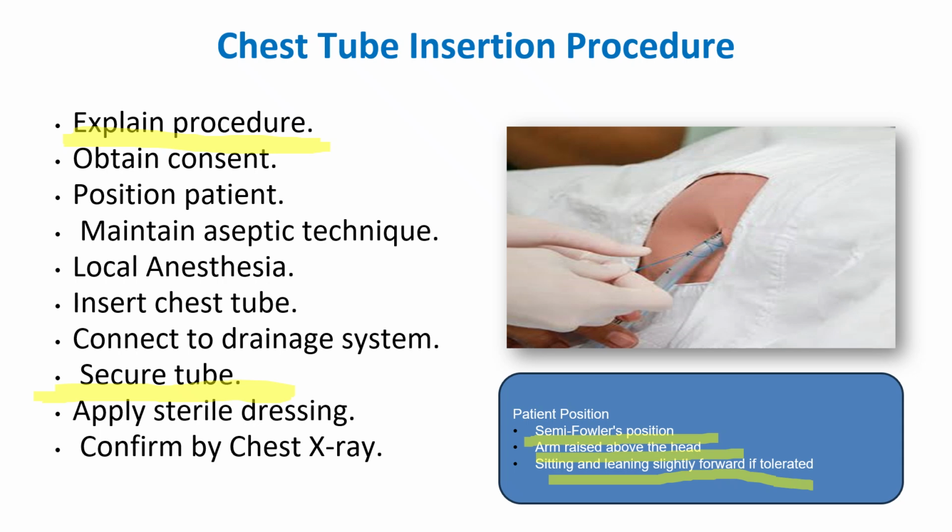Then apply sterile dressing, and a very important thing is to confirm by chest X-ray. You need to confirm by chest X-ray. Why do we need to confirm it? Because sometimes malposition can happen. Instead of going to one position, it may go in some other direction. It may go deeply into the lung parenchyma. Sometimes it will not even enter the pleural cavity. Such situations may exist. It depends upon the competency of the consultant. So in order to verify that it is present in the pleural space, you have to confirm it only by chest X-ray. Clear with the chest tube insertion procedure?